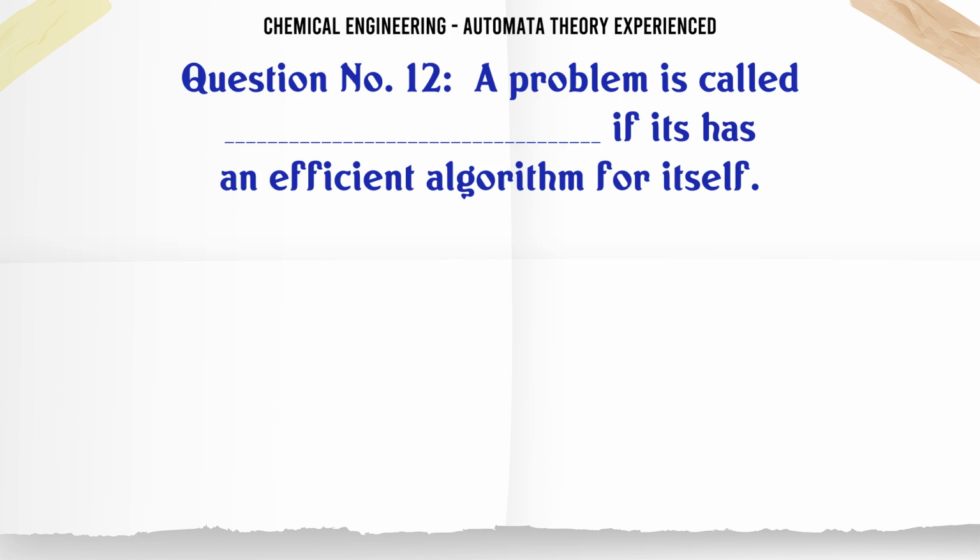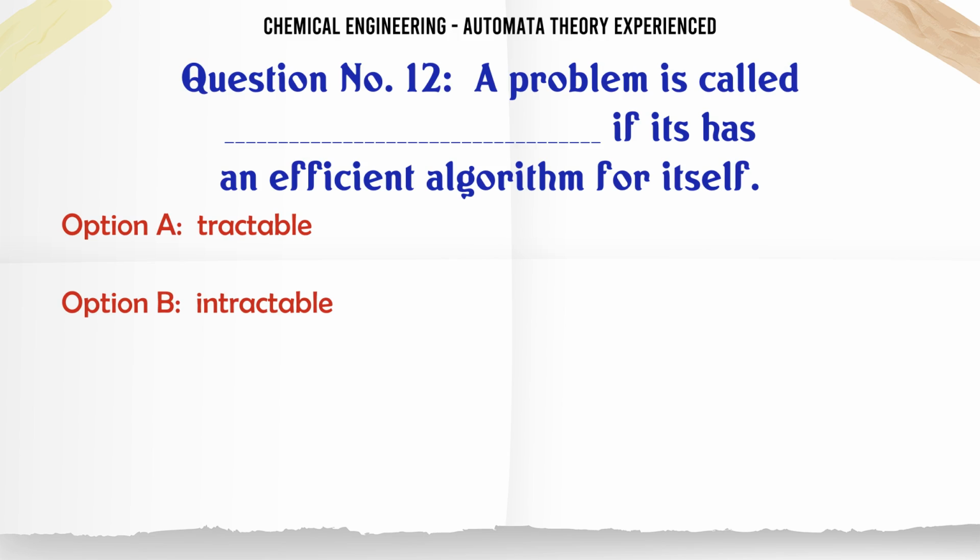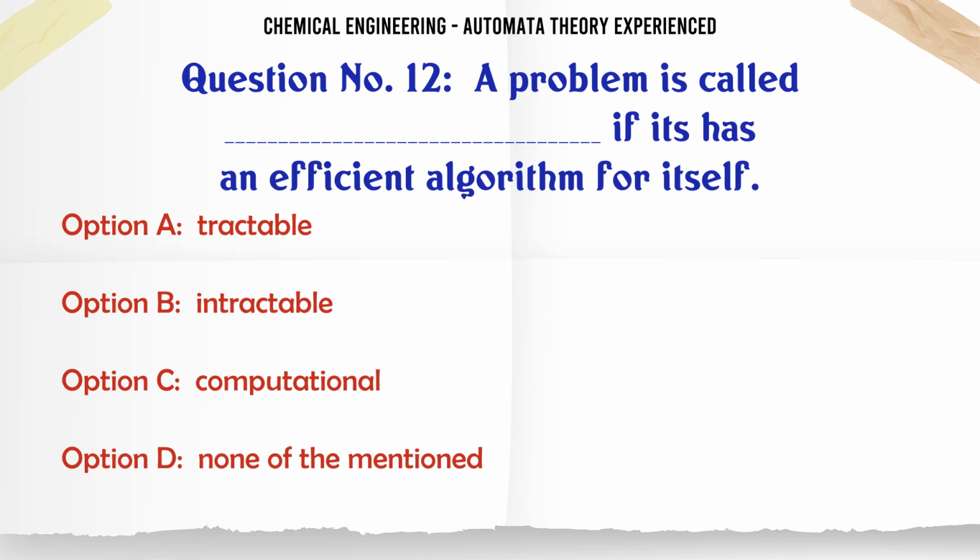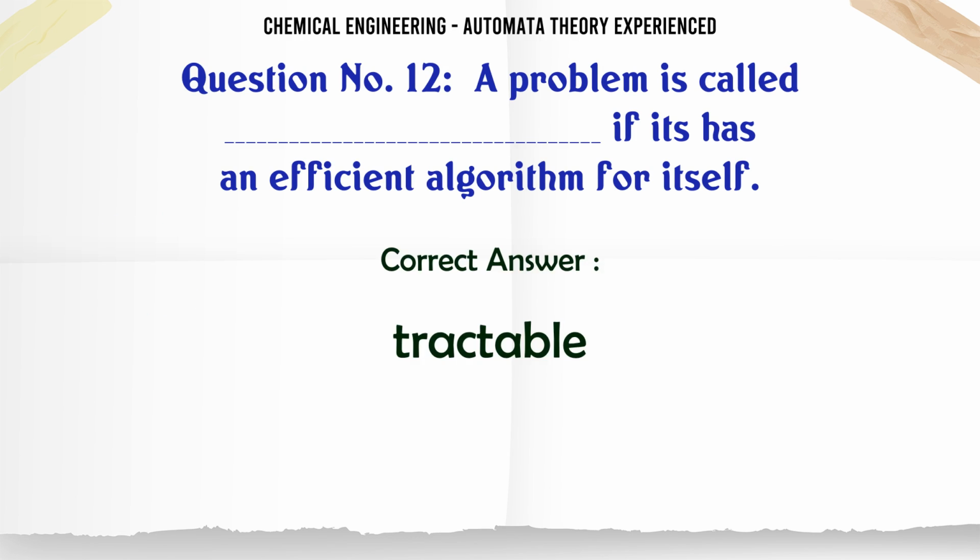A problem is called if it has an efficient algorithm for itself. A) Tractable, b) Intractable, c) Computational, d) None of the mentioned. The correct answer is tractable.